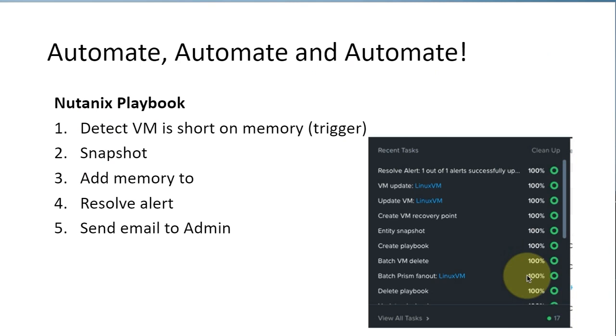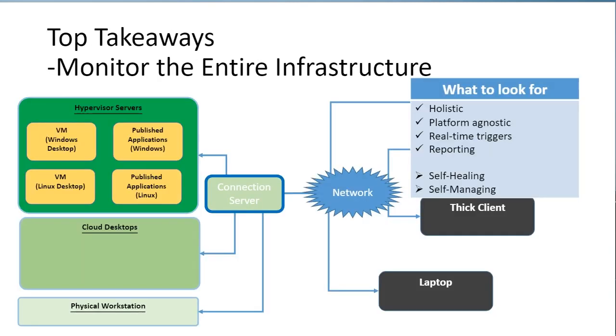Nutanix has a great automation scheme, and they have one example where a desktop is short of memory, and so it automatically adds more memory to that desktop if it needs. So, automate where you can. Monitor the entire infrastructure and do self-healing, self-management if you can.